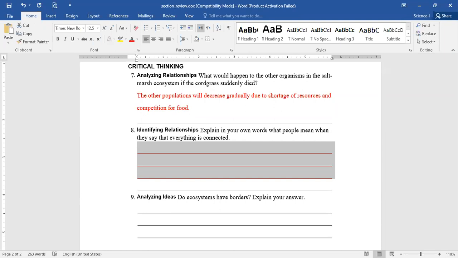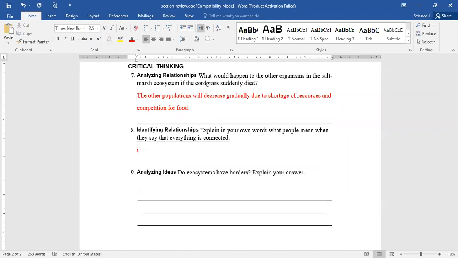Okay, what else? Anyone have another answer, guys? Let's see, what's your opinion? It means that the organisms depend on each other to survive. For example, the lion depends on the deer, and the deer depends on the plants. So we explain in our words what people mean when they say everything. Everything here doesn't mean living organisms only.